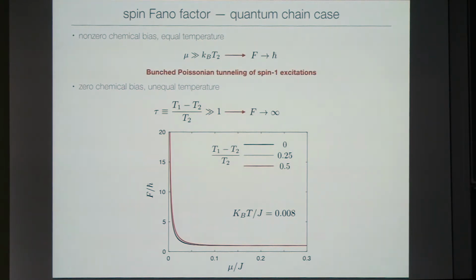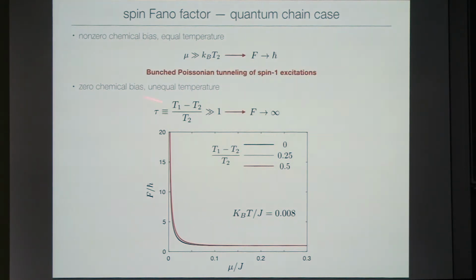For the spin chain case, it's a bit different. If you apply a large chemical bias, much larger than temperature, and the temperatures of the two spin chains are the same, you can reproduce Schottky's result, F going to H bar. Basically, the exchange interaction between the two spin chains only allows spin 1 excitations to go across. The eigenstates of the quantum spin chains are not magnons. But because the exchange interaction only allows spin 1 excitations to tunnel across, the Fano factor approaches H bar again.